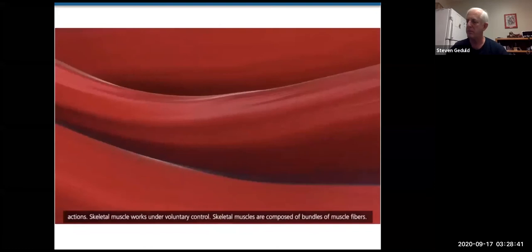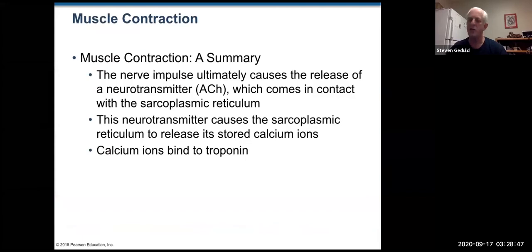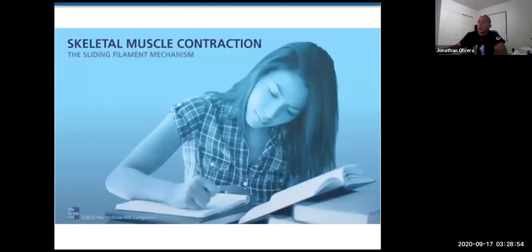Skeletal muscles are composed. Oops. Was that showing the pictures change? Was that showing the video? It was. Or not? They just have one picture. You want to show the video?